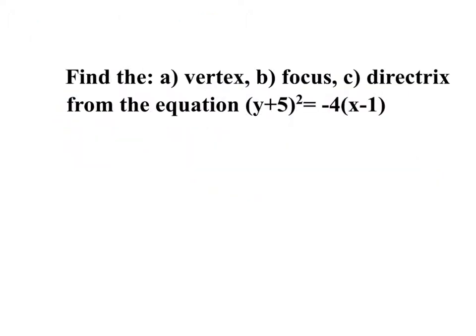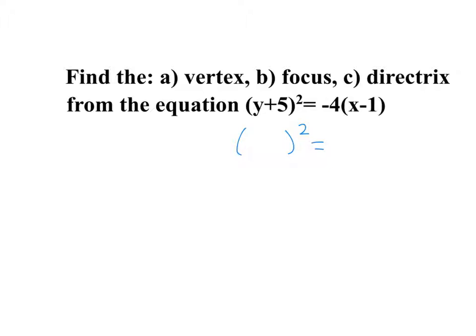Okay, so for this question it says find the vertex, focus, and directrix from the equation (y plus 5) squared equals -4(x minus 1). Now with this one, this is slightly different because they do not give you any pieces of information besides the equation. But the equation is very, very useful. It does give us a lot of pieces of information.